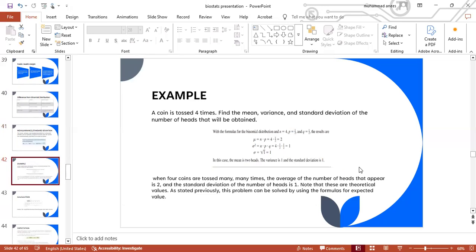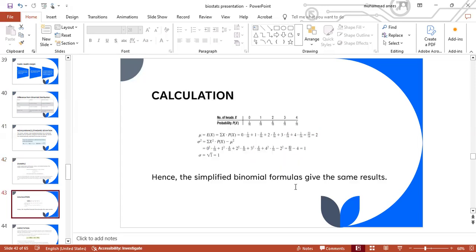Now we have an example. A coin is tossed 4 times. Find the mean, variance, and standard deviation of the number of heads that will be obtained. By applying the formulas, we get the values of 2, 1, and 1: mean 2, variance 1, and standard deviation 1. So when 4 coins are tossed many times, the average number of heads that appear is 2, and the standard deviation of the number of heads is 1. So by using this formula, we get these values. Another way of calculating is using the old formulas, not the modified ones, and we get similar values. Hence the simplified binomial formulas give the same results.